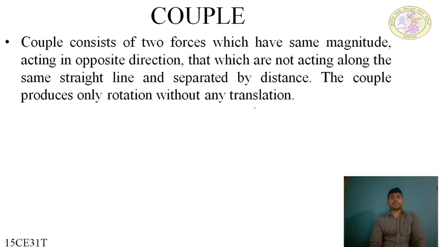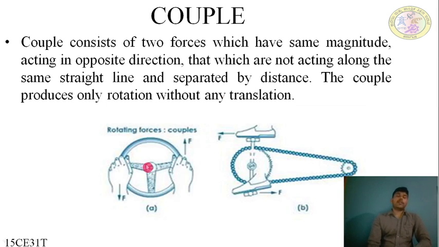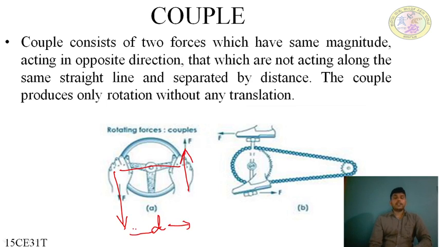The couple produces only rotation without any translation. It has a rotational effect on the body. In a car, when we rotate the steering, the force applied on the left-hand side will be in this direction, and the force applied on the right-hand side will be in this direction, at a certain distance D. This forms a couple, which produces a rotational effect like this.